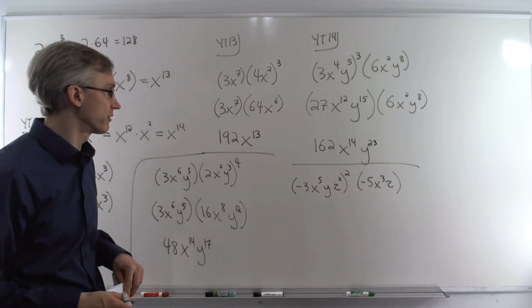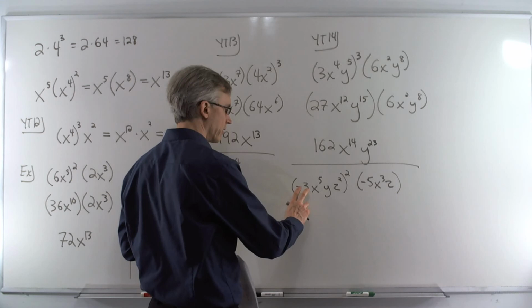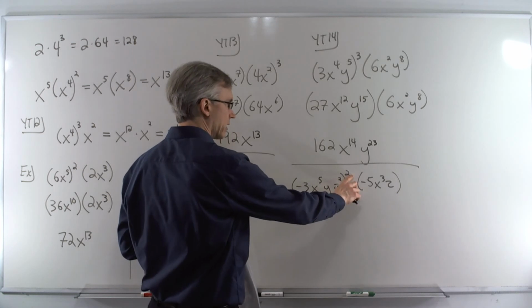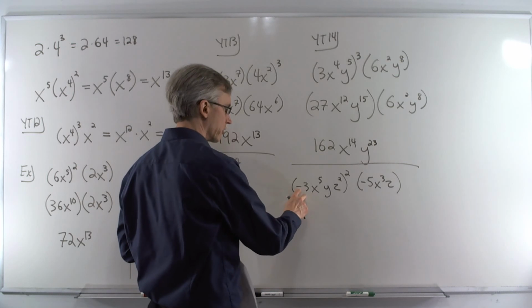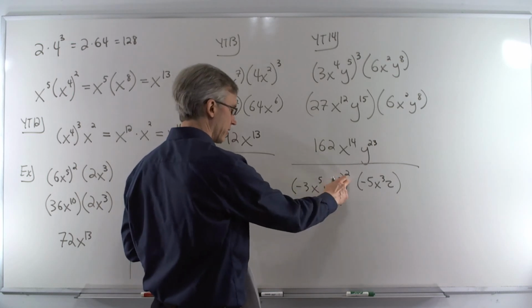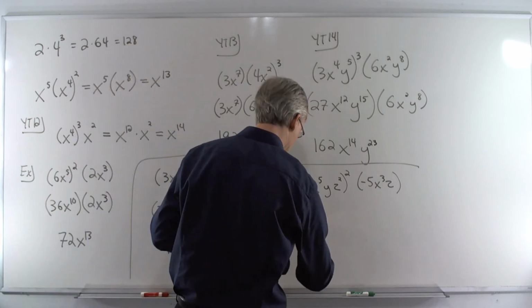A lot to keep track of in this one. First thing to be really careful of when we're applying the 2 power to everything inside here, we apply it to the coefficient, include the negative, so it's negative 3 squared. Negative 3 times negative 3 is positive 9. So we get a coefficient of positive 9 on this.